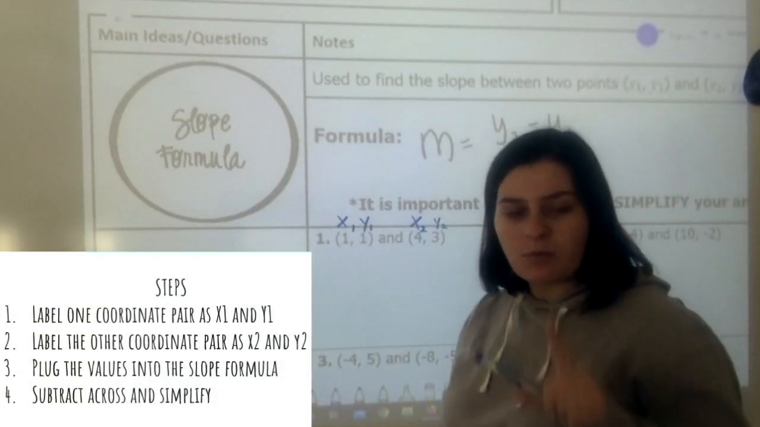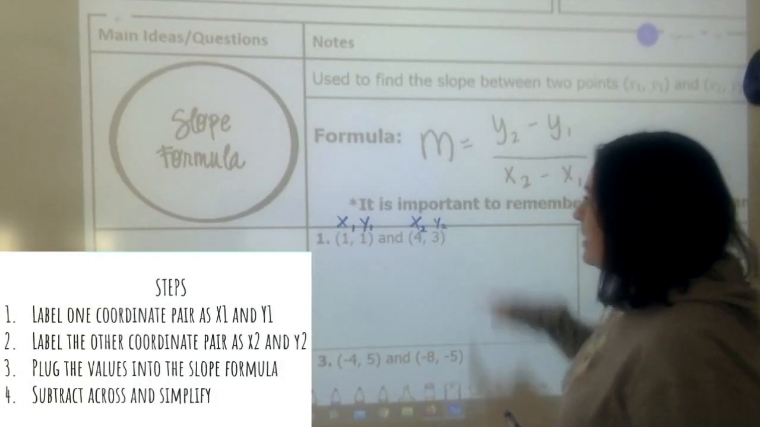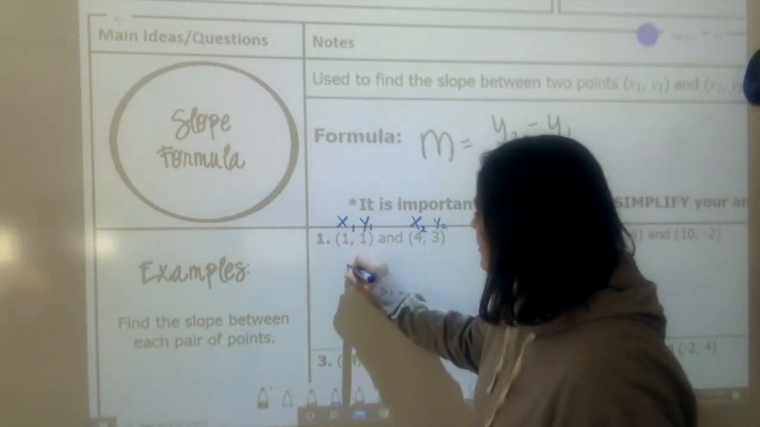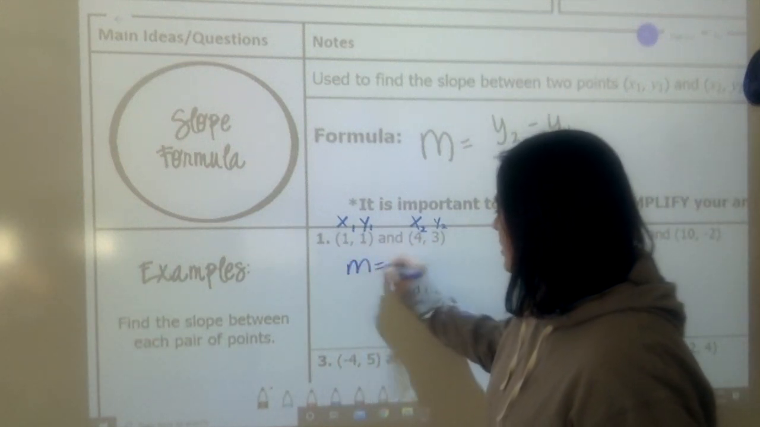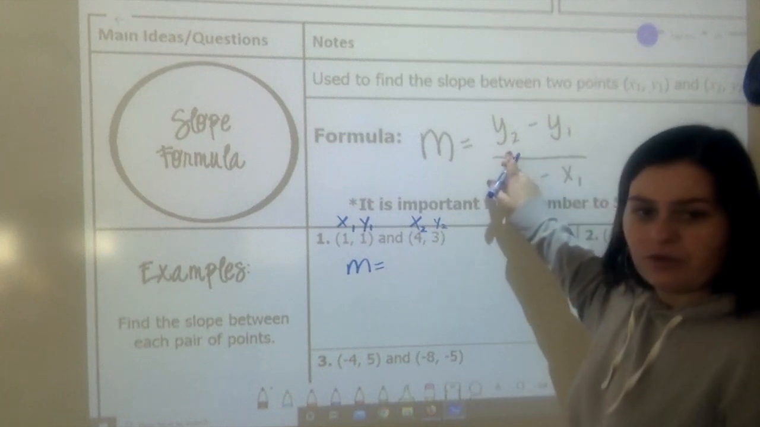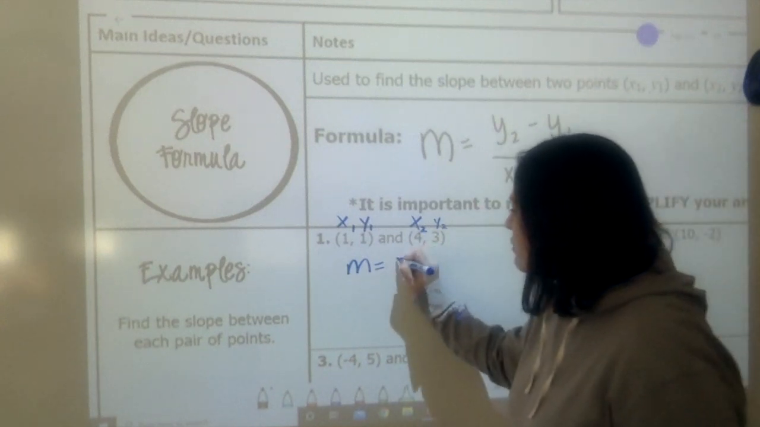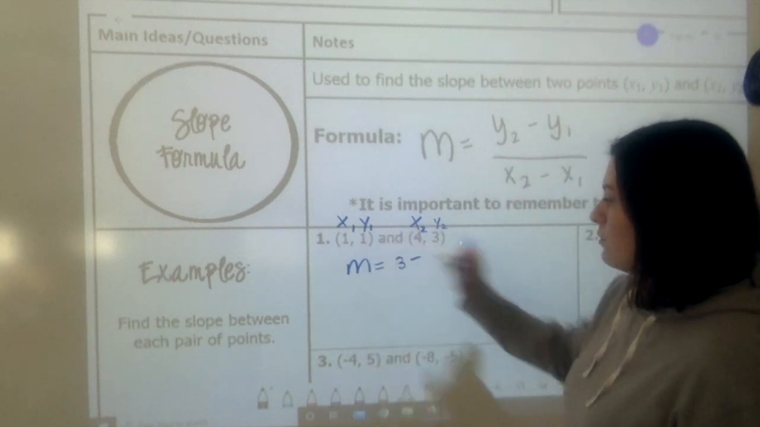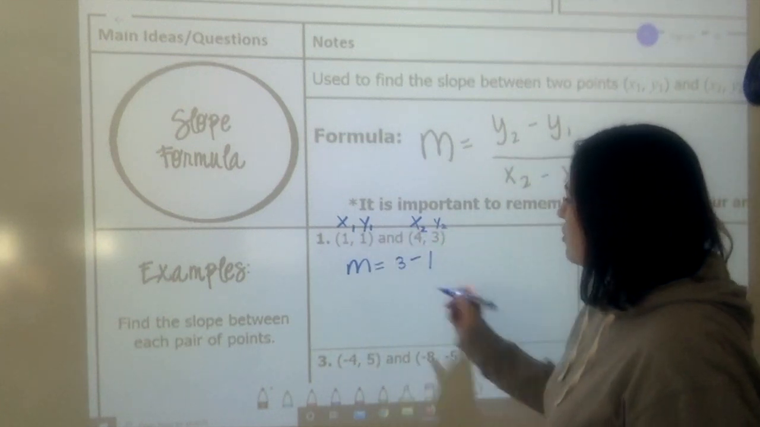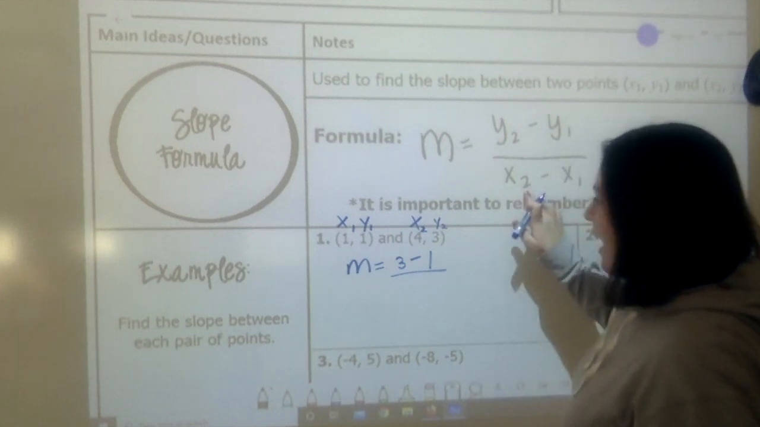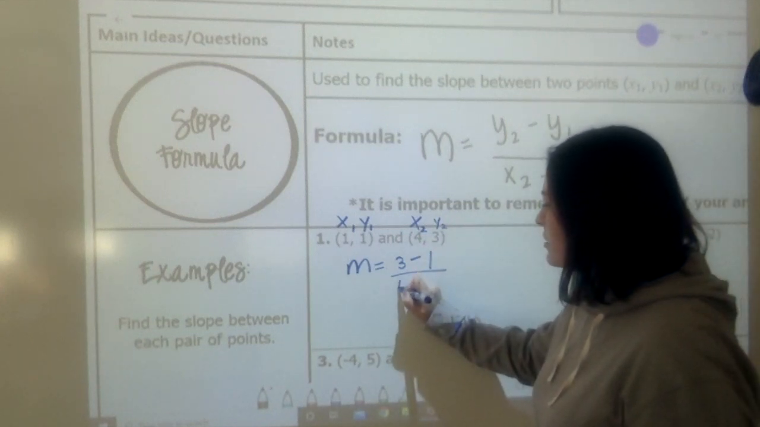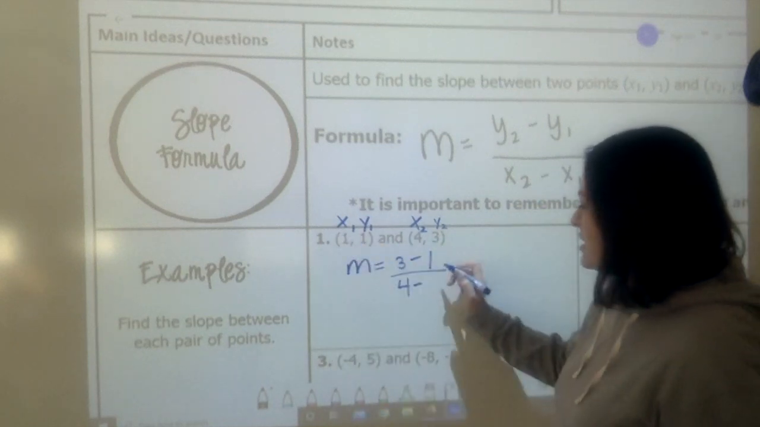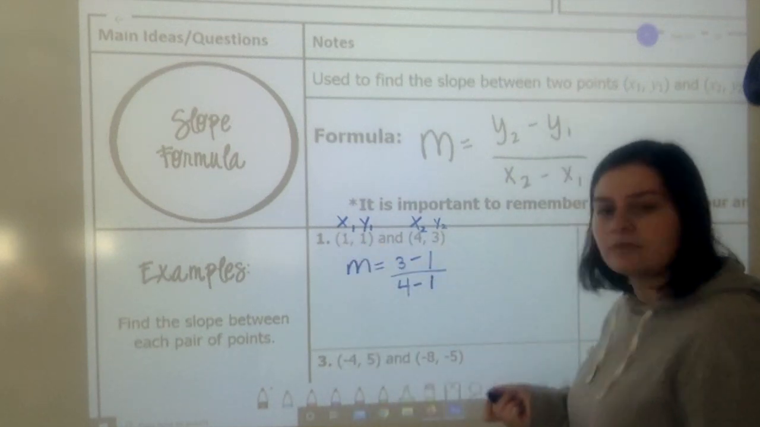So we did steps 1 and 2, and now we need to plug it in to our formula. So our formula is m equals y2, so y2 is going to be 3, minus y1, y1 is 1, divided by x2, which is 4, minus x1, which in this case is 1.